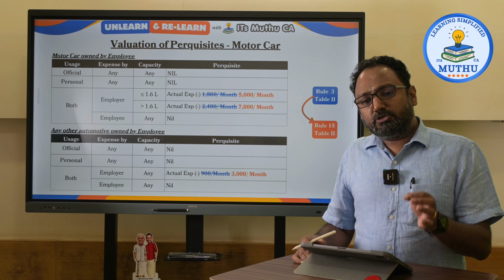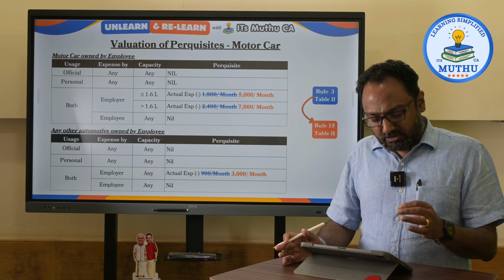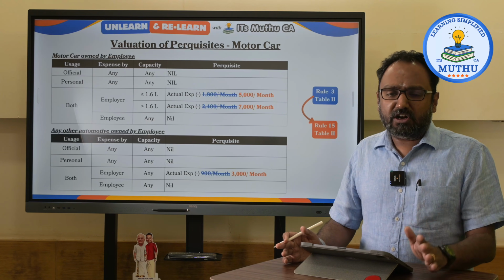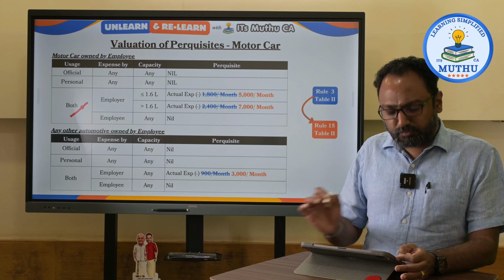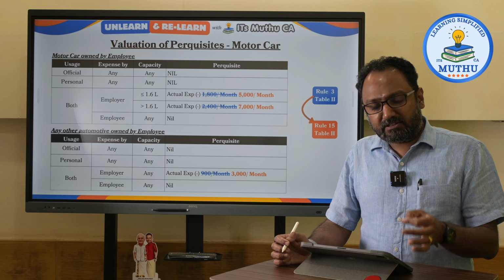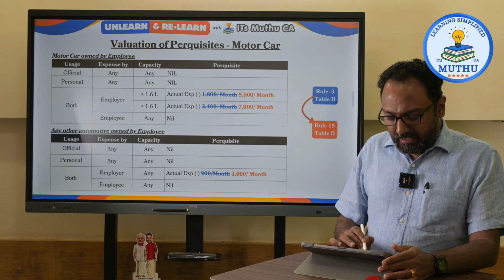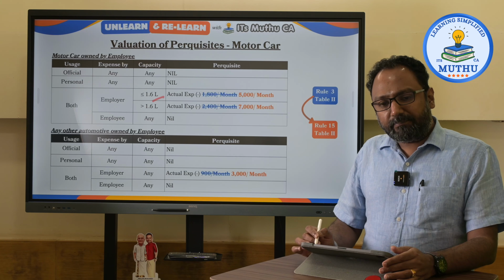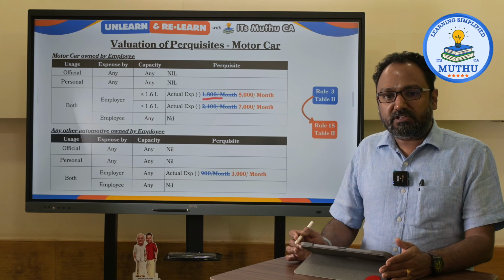If the motor car is owned by the employee, then if it is official use, it is not a perquisite. If it is fully personal also, it's not a perquisite. The only scenario when it will be a perquisite is when it is used for both the purposes. So if the employer is spending for the employee's car, and the car's capacity is lower, it is actual expenditure minus earlier 1,800.